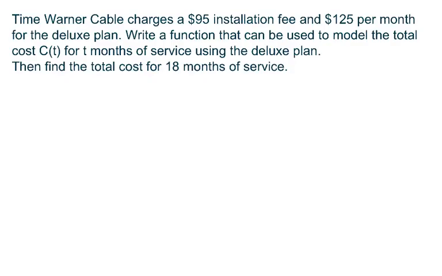For our second example in this video, we're going to look at this application problem. Time Warner Cable charges a $95 installation fee and $125 per month for the deluxe plan. Let's write a function that can be used to model the total cost, C of T, for T months of service using this deluxe plan. And then let's find the total cost for 18 months of service.